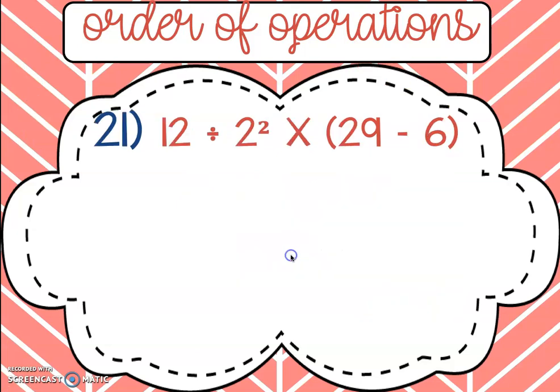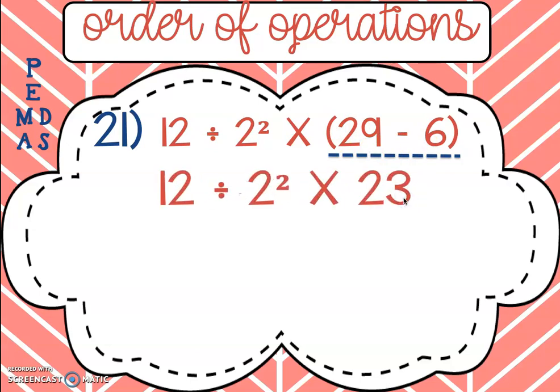All right, let's skip on down to question 21. Number 21 has a little bit of everything in it. It's got a lot of steps. So again, our order of operations is parentheses, exponents, multiplication and division, and then addition and subtraction. We've got multiple steps here, and we're still going to start with our parentheses. Our first step is 29 minus 6, which gives us 23. So we're going to carry down all the other steps and replace that with a 23.